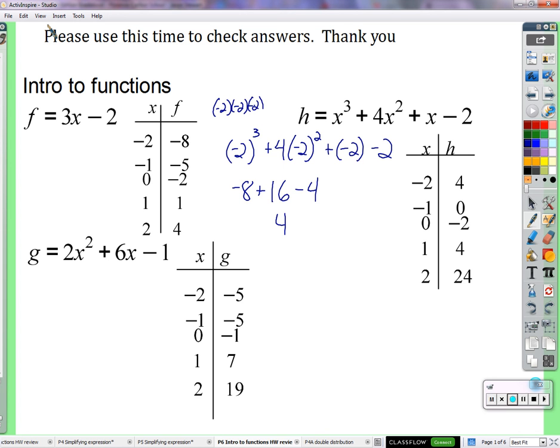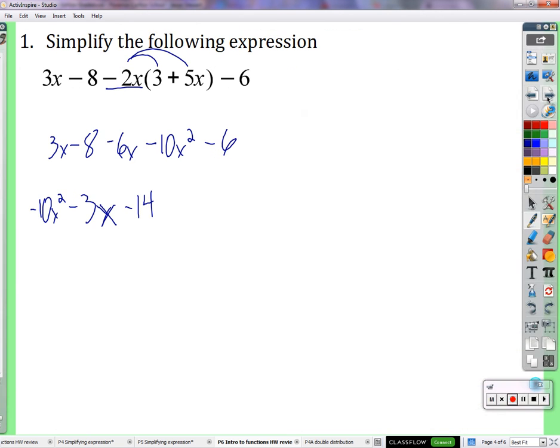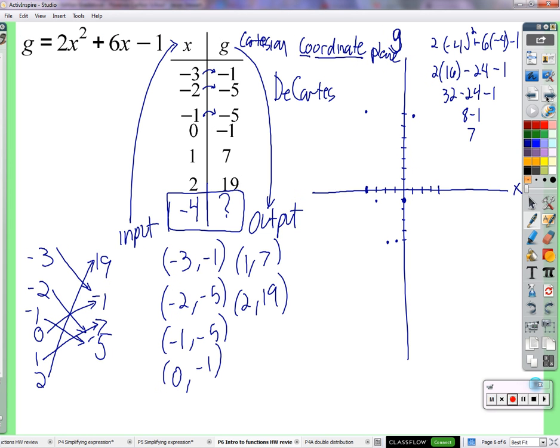Okay. You follow it like I did. Just two perpendicular number lines like that. Mark the graph.